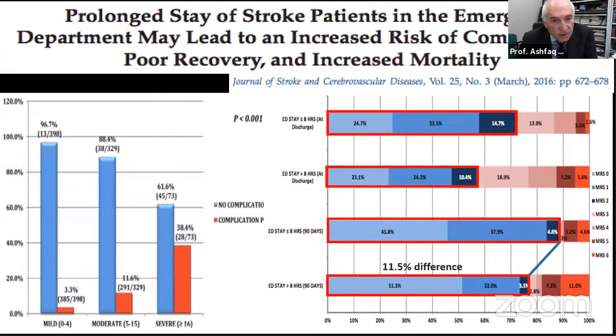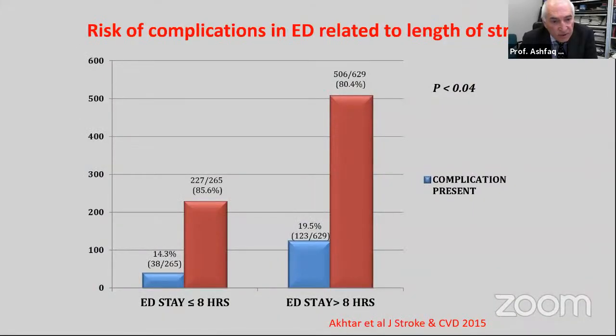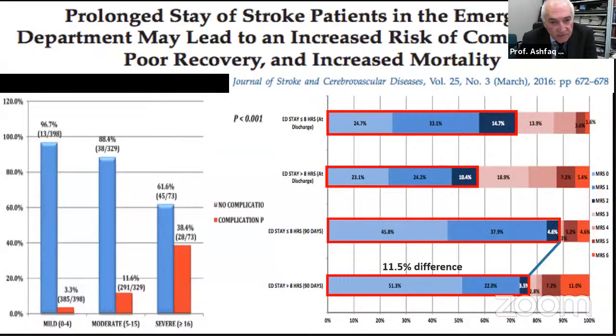And this translates into outcomes. I showed you here less than 8 hours or more than 8 hours. If you look at these patients at 90 days, which is right here, outcome at 90 days, you can see that between those who stayed in the emergency department for less than 8 hours versus more than 8 hours, there was an absolute difference of more than 11% of those who made full to nearly full recovery. This is modified Rankin scale of 0 to 2, which means the patient can be discharged home. So these numbers are very impressive. Again, my first point then, move them out of the emergency as soon as possible.